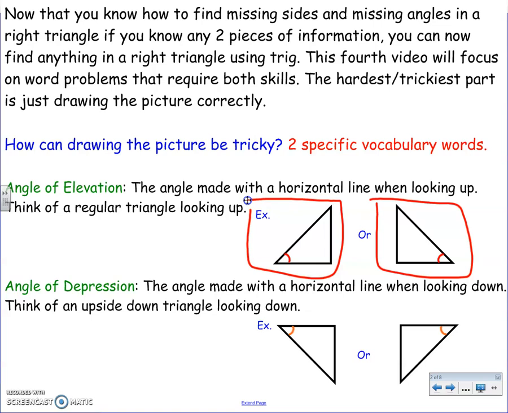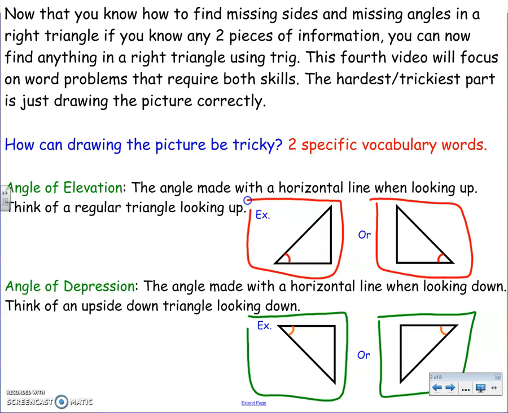On the bottom, we have the angle of depression. That's the opposite. It is the angle made with a horizontal line when looking down. These have to be upside down triangles. So here are two examples, and these are the only two examples of angle of depression. These are orange angles marked on top. So downward angles with the horizontal are depression. Upward angles with the horizontal are elevation.